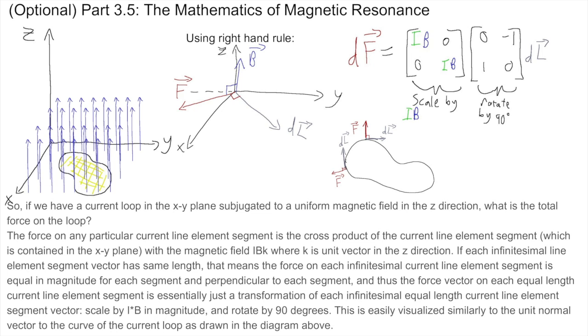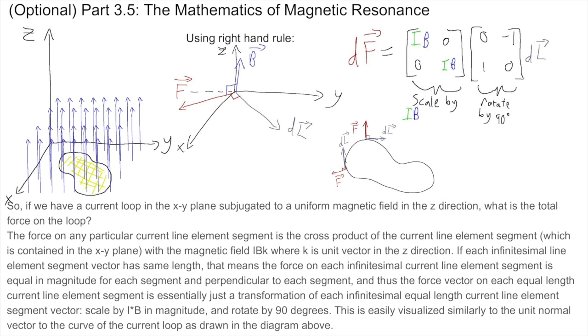If each infinitesimal line element segment vector has the same length, that means the force on each infinitesimal current line element segment is equal in magnitude for each segment and perpendicular to each segment. Thus the force vector on each equal length current line element segment is essentially just a transformation of each infinitesimal equal length current line element segment vector, scaled by I times B in magnitude, and rotated by 90 degrees.